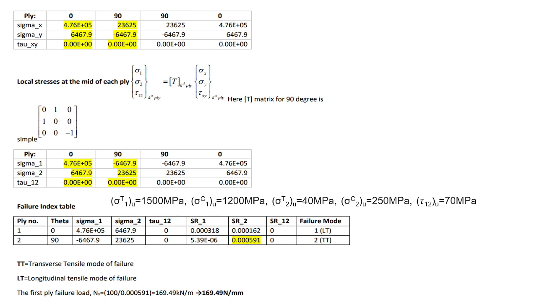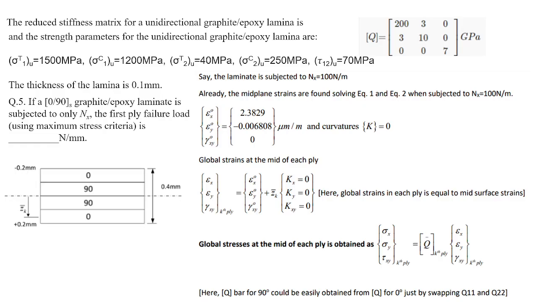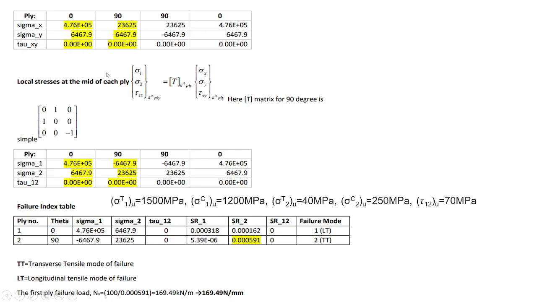Now we have to find the local stresses at the mid of each ply, because in the question the strength parameters are in local stresses. So we have to find the local stresses at the mid of each ply, which can be found from the global axis. We have to transform it into local axis by multiplying it with this transformation matrix for both 0 and 90 degree lamina, and then we will get the values as you can see in this table. These are the local stresses at the mid of each ply.